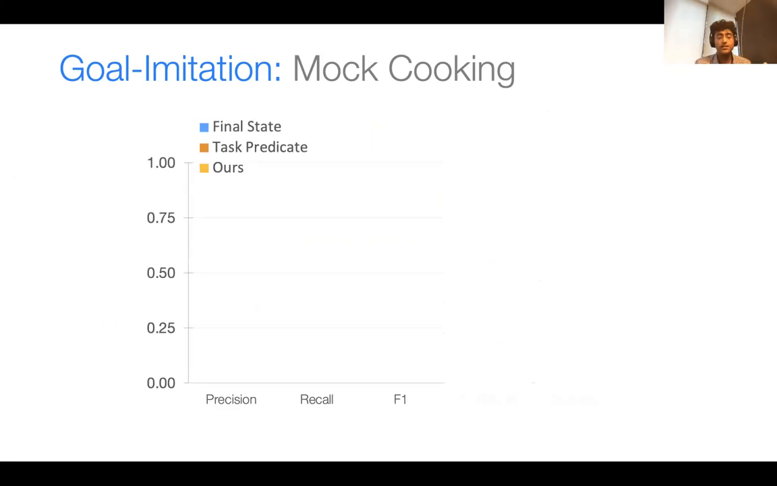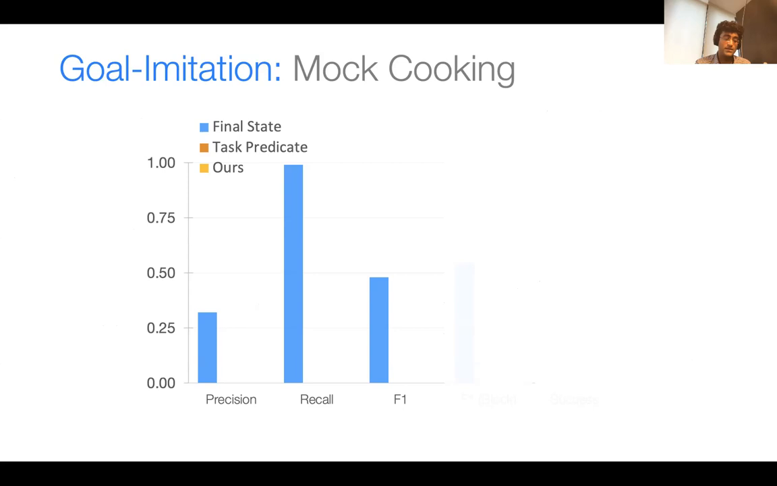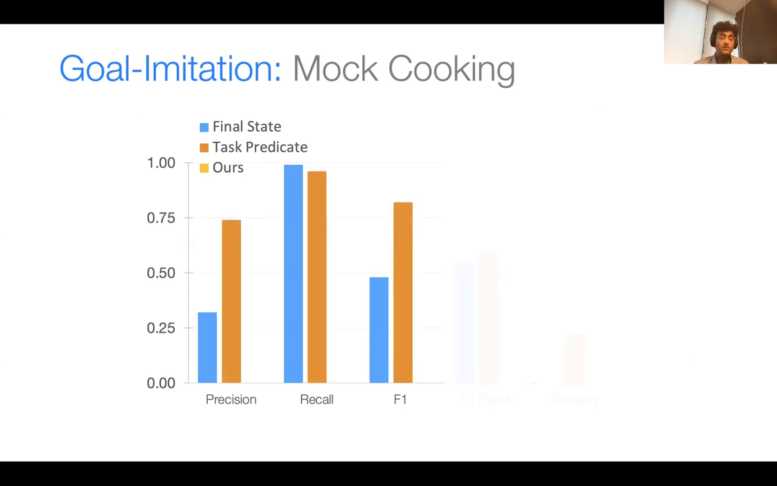So in terms of results, what we notice is if we only look at the final state, we get very good recall, but very low precision. Essentially, the system learns to imitate the demonstration as it is. So if it is solving a lot of these constraints, our system will also try to do that, which is not the right thing to do. Now we can look at task predicates, where we can infer all of the predicates in the demonstration explicitly, which clearly improves performance. And our model, which does the right goal inference, can improve performance even further.